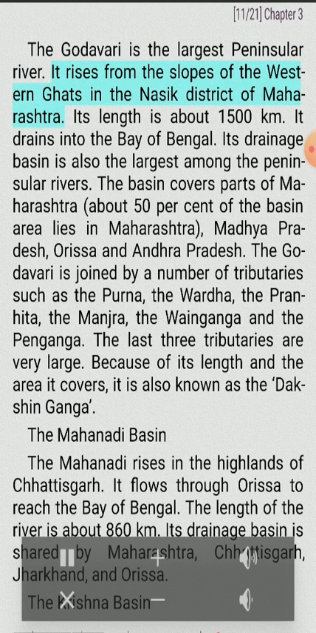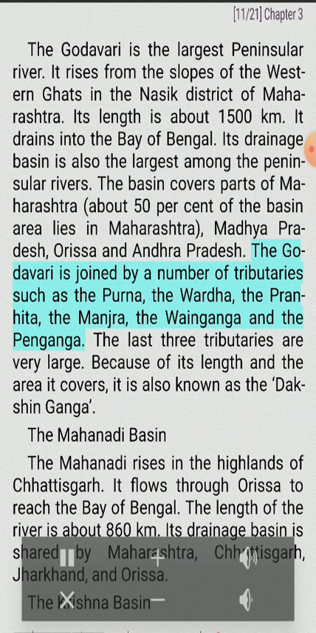It rises from the slopes of the Western Ghats in the Nasik district of Maharashtra. Its length is about 1,500 kilometers. It drains into the Bay of Bengal. Its drainage basin is also the largest among the peninsular rivers. The basin covers parts of Maharashtra. About 50% of the basin area lies in Maharashtra, Madhya Pradesh, Orissa and Andhra Pradesh.